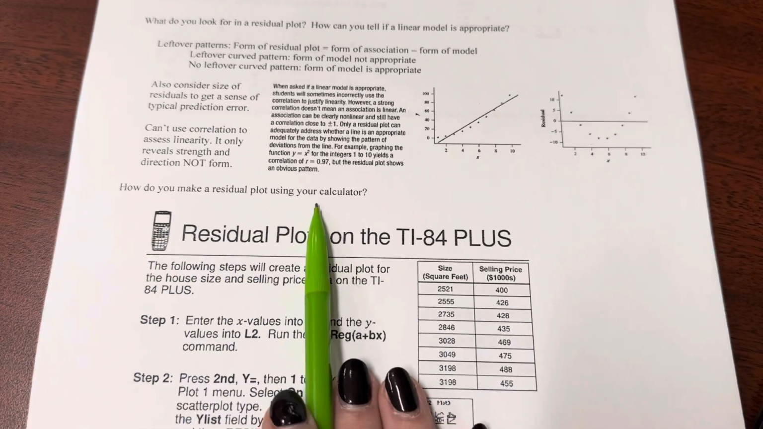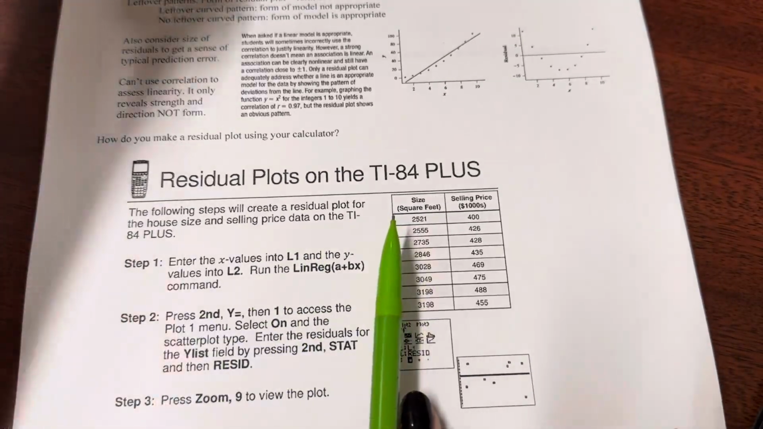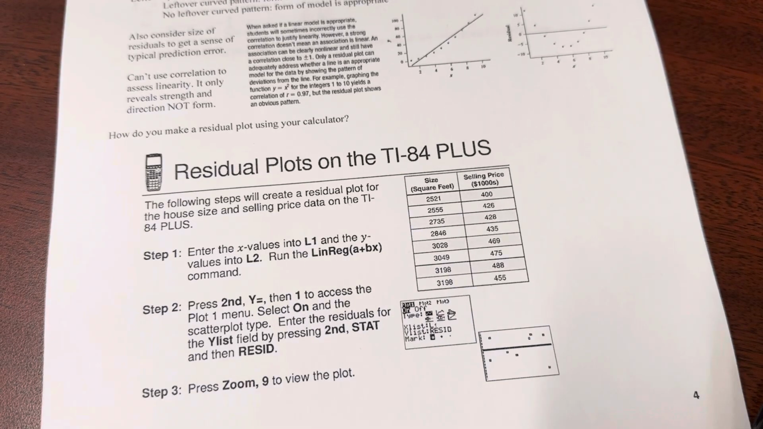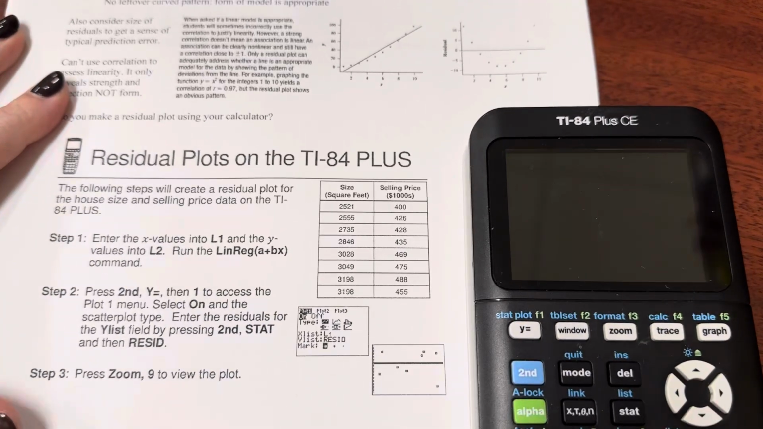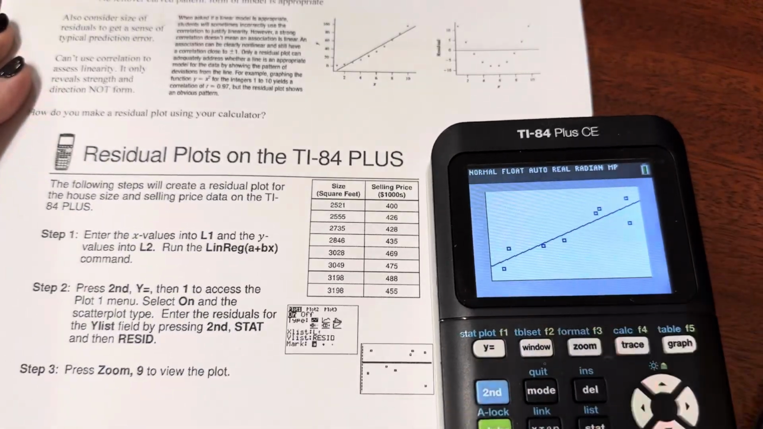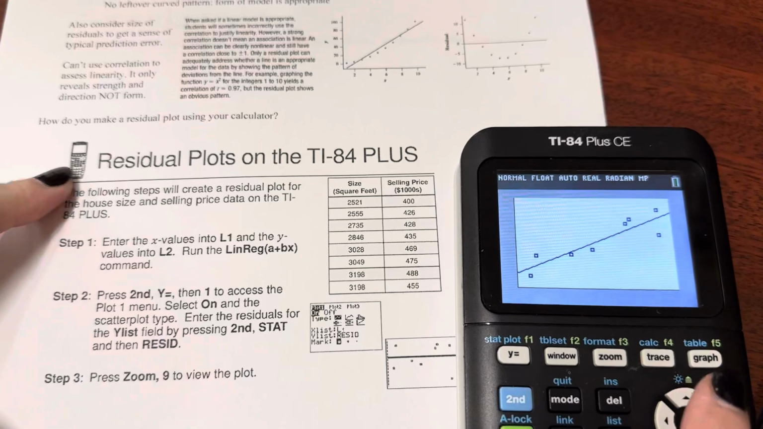Now, how do you make a residual plot using your calculator? Because I don't expect you to calculate all of your residuals by hand and come up with your residual plot by hand. That's just a little bit too much work. So we previously looked at how to find our scatter plot with our line in there. Now let's take a look at how to get the residual plot.